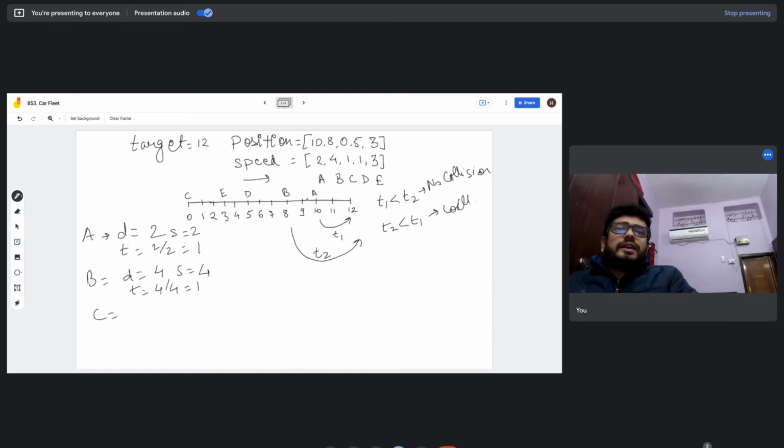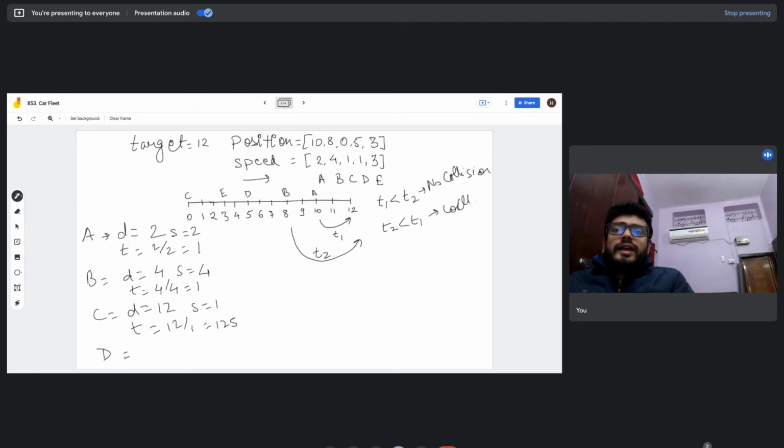Similarly for C, if we look at it, the distance between C and the target is 12, that is 12 minus 0, which is equivalent to 12, right? And the speed of the car is 1, right? So the time it will take is 12 divided by 1, which is equivalent to 12 seconds.